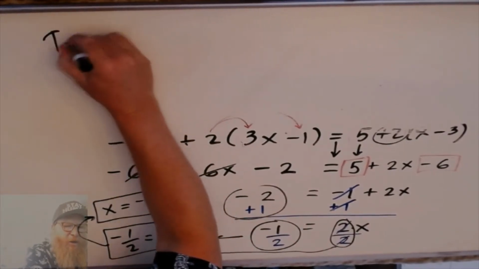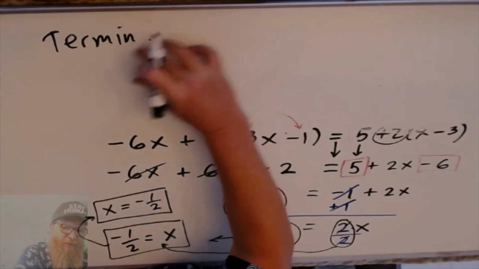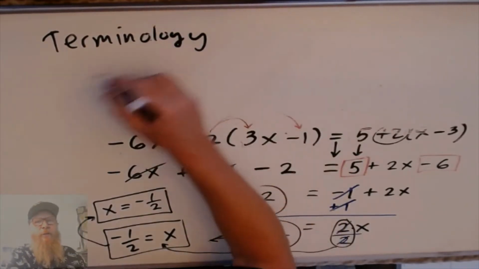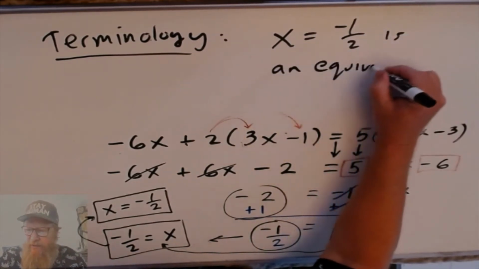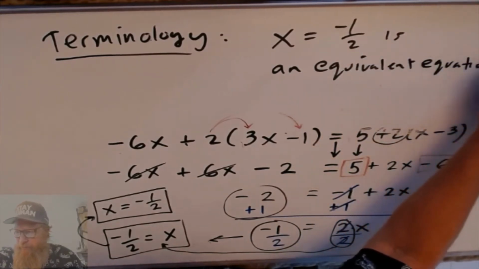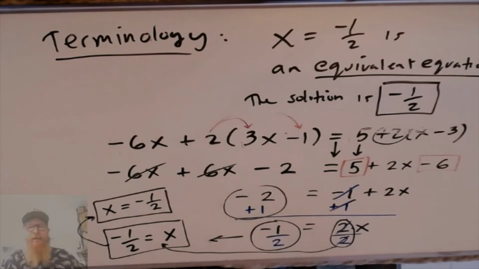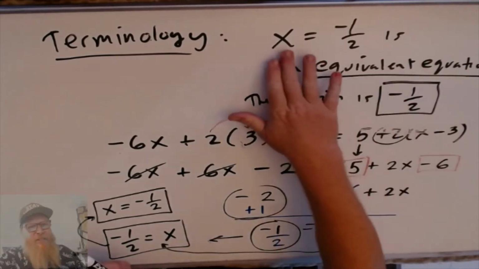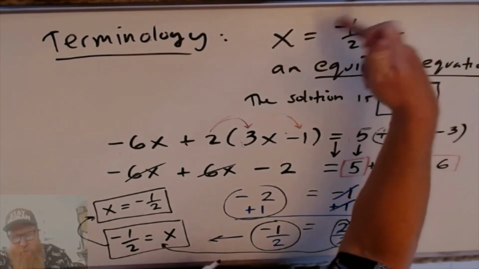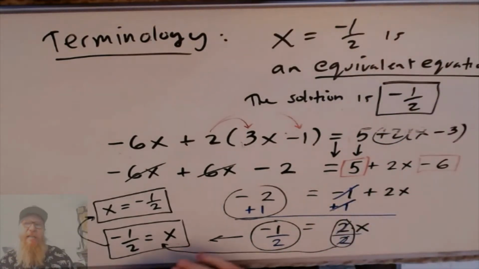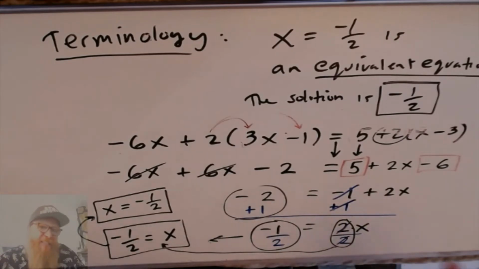If you want to learn a little terminology before I move on: we say x equals negative 1/2 is an equivalent equation. The solution is negative 1/2. So if you want to be the life of your next party, the solution is not x equals negative 1/2. That is an equivalent equation. The solution is just the numeric portion of the answer, the negative 1/2 is technically the solution. Now, I'm not really going to split hairs with you, but I think it's important that as you learn mathematics, you also learn how to say it properly.